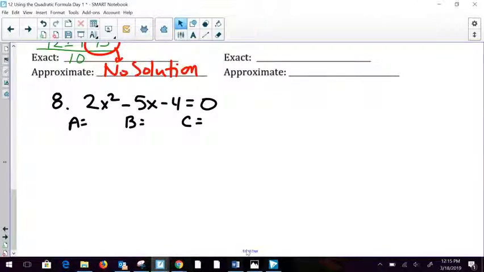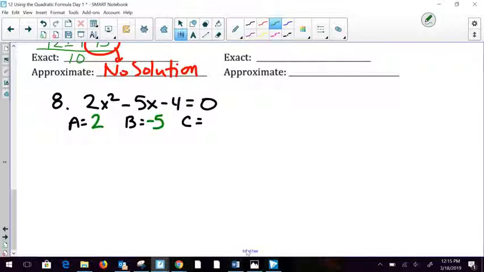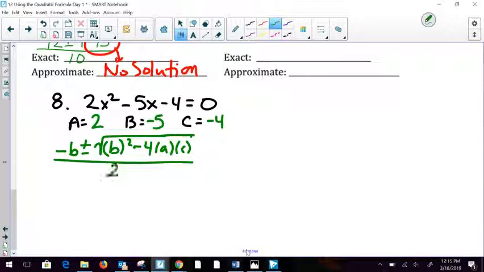So what is a equal to in this new equation that we're going to use? Right, it's equal to 2. And what is b equal to? Yes, -5. And finally, c is? Good, -4. So what's that formula that we keep using over and over? The opposite of b plus or minus the square root of b squared minus 4 times a times c all over 2a. So now let's do some substitution.